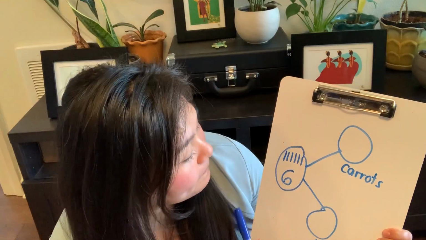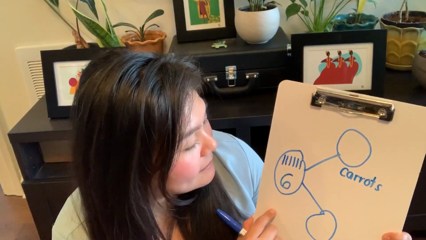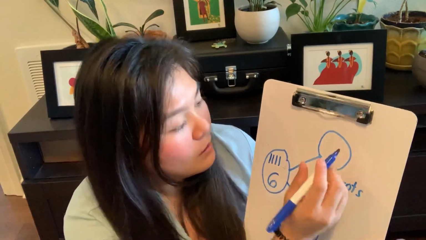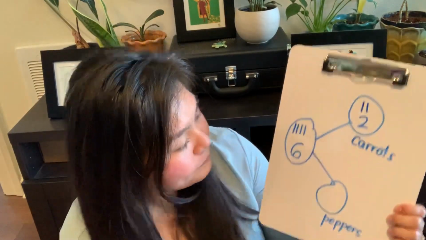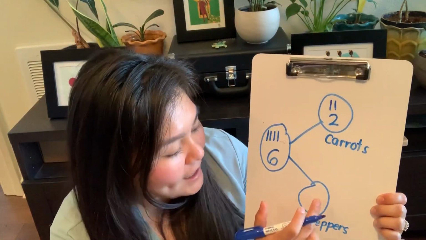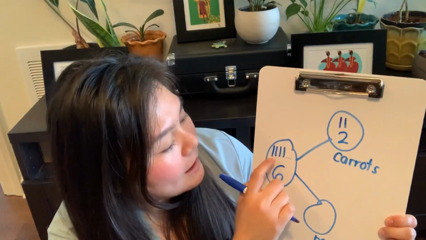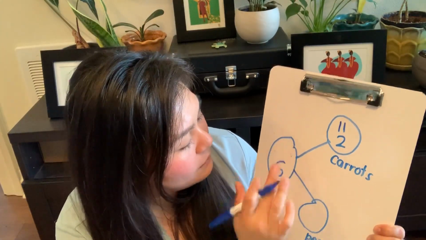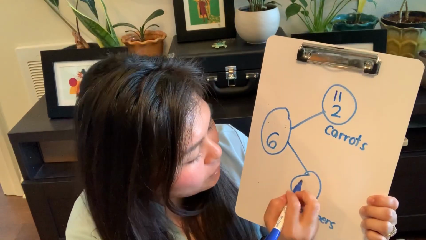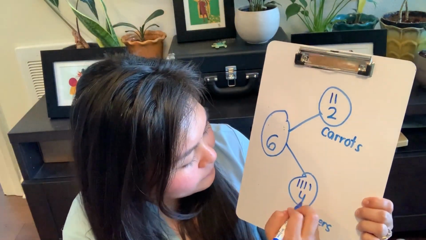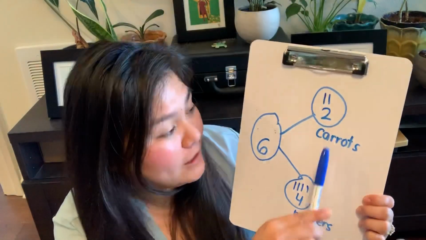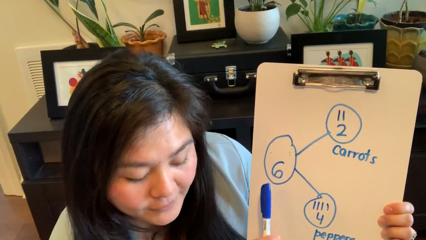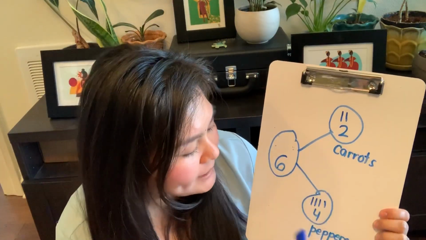So let's see. Let's say that of those 6 vegetables, 2 of them, so I'm going to erase 2 lines, were carrots. I'm going to write the number 2. Which means that the rest are peppers. So I have to count how many are left. 1, 2, 3, 4. I'm going to erase that because now I know that 4 of those 6 vegetables are peppers. And just to double check to make sure that this makes sense with our story, Mr.